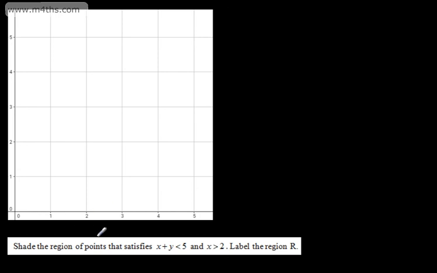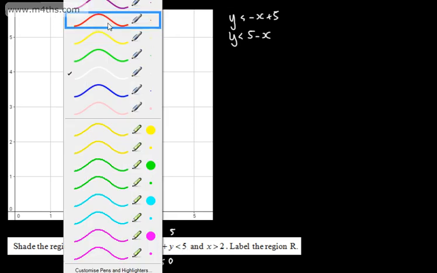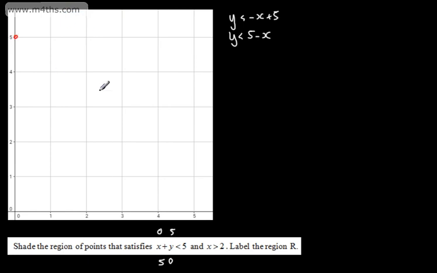Right, shade the region of points that satisfy x plus y is less than 5. The easiest way for me to graph this line, and I'll show you a couple of different ways. Some people like to rearrange it as y is less than negative x plus 5, or y is less than 5 minus x. I prefer to do it a different way. If x was 0, y would have to be 5 to give 5. If y was 0, x would have to be 5 to give 5. So all we would do is simply plot these points. So we'd have (0, 5), and we'd have (5, 0), and that's what we end up with.